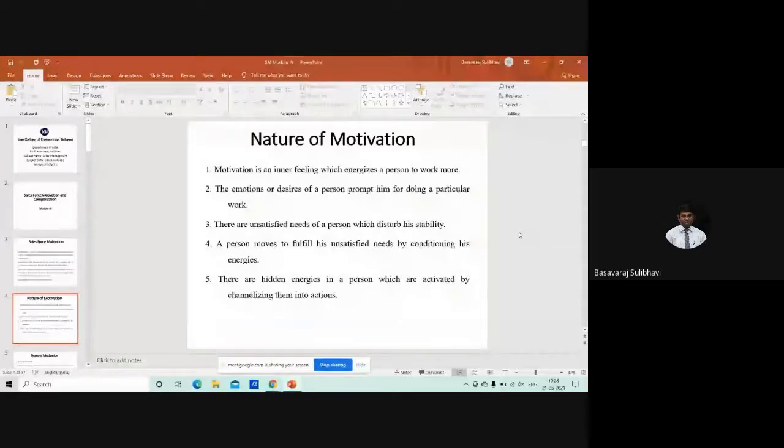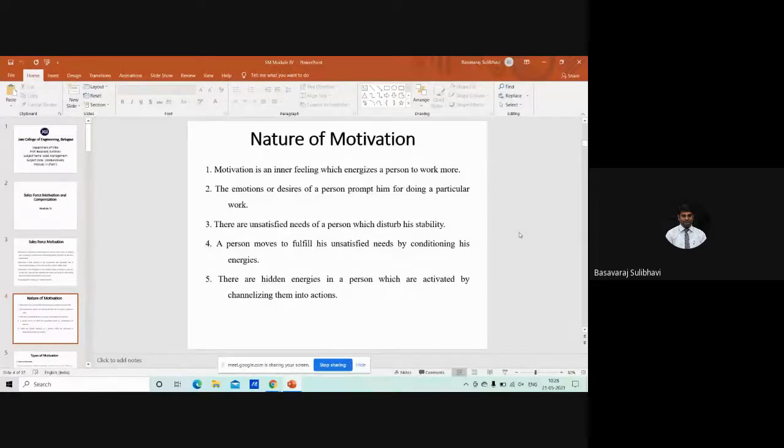Okay. So next we have the nature of motivation. How exactly motivation has a certain type of nature. One, motivation is an inner feeling that every person has, which makes him get more energy to work towards the work given to him, and he will work more and more on that, which shows a lot of interest a person gains in the work because of the proper motivation, which gets its energy from his inner self.